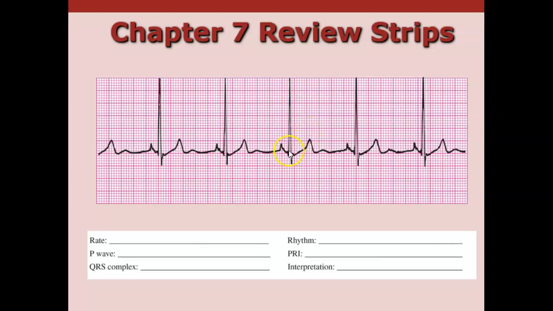P wave is upright, 1 to 1. PR interval is going to be 1, 2, 3 boxes, maybe 3.5 boxes. So we're good to go there. QRS complex looks to be within normal limits. So we have a sinus rhythm and a heart rate in the 50s. So sinus Brady. Everybody got that?